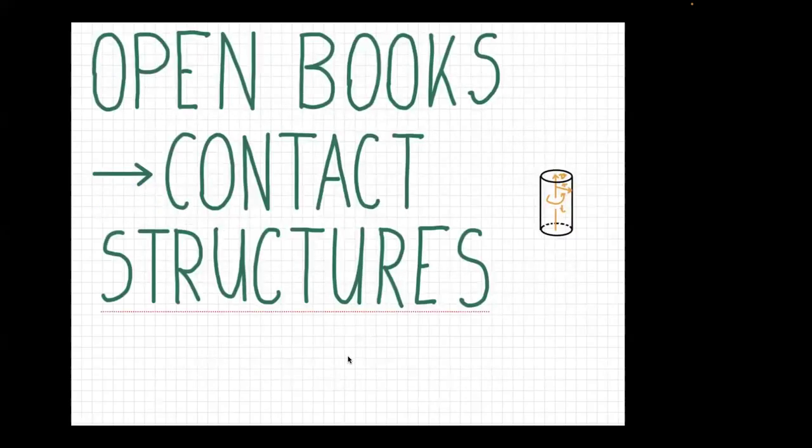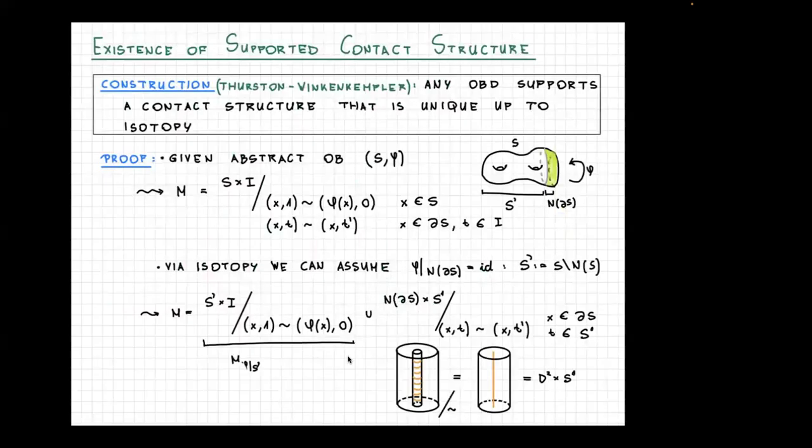I wanted to give you a taste of how you can take an open book and construct a contact structure which it supports. All right, so you have an abstract open book. I'm going back and forth between abstract and non-abstract open books, whatever is more convenient for me. It's usually just phrasing. So you have an abstract open book given by phi.